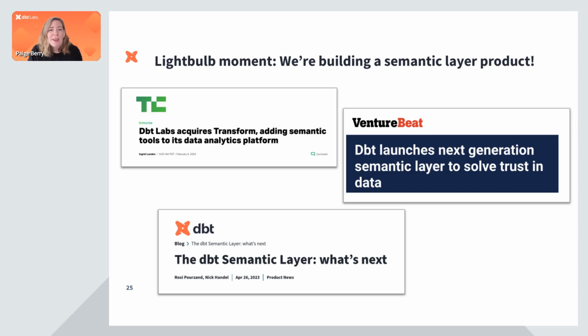And spoiler alert, if you remember Happy Paige from a few minutes ago, you'll already know that implementing the dbt Semantic Layer was a game changer. But we learned some things along the way that I want to share next to hopefully make this journey easier for all of you.